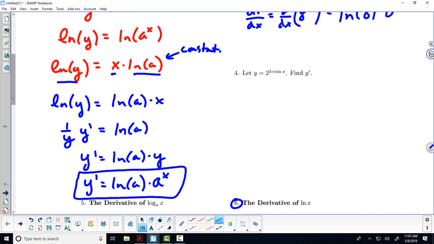All right. Let's do a little more complicated one. Why is this one harder? Chain rule. You're going to use the chain rule, right?